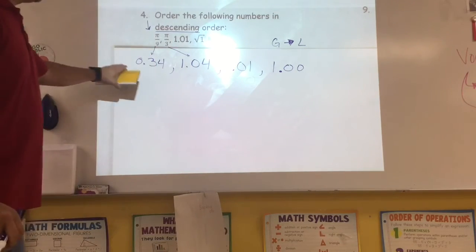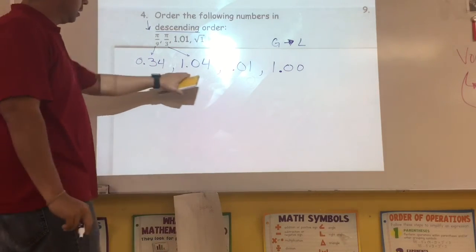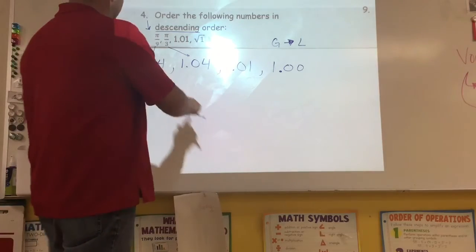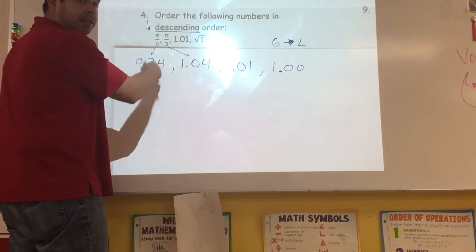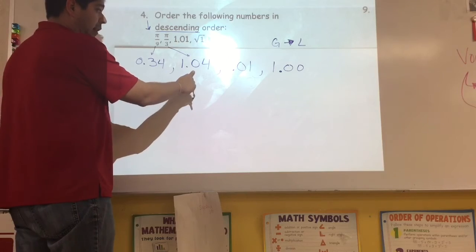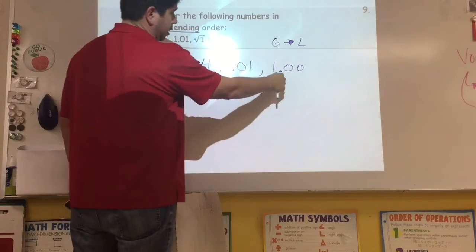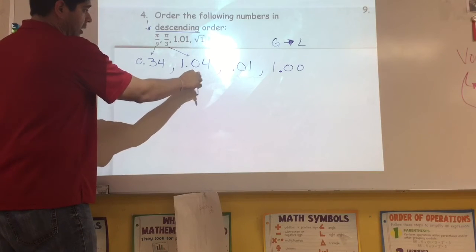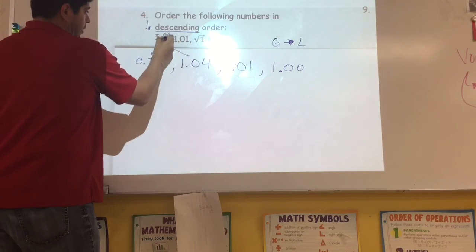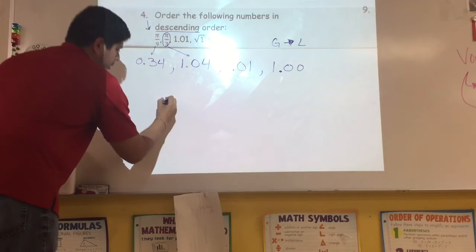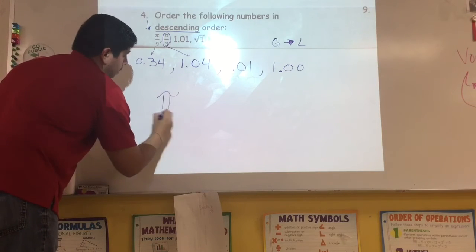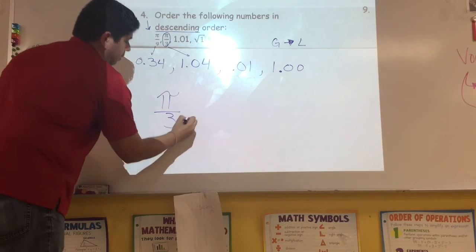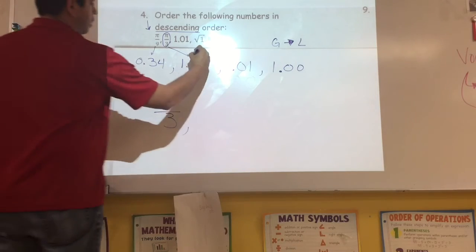Okay, so now greatest to least, which one is the biggest? I'm looking, say this is like money, so 34 cents, $1.04, $1.01, and then $1. So my $1.04 is the biggest. So remember, I'm going to rewrite it using the original number. So pi over 3. Okay, that takes care of that one.